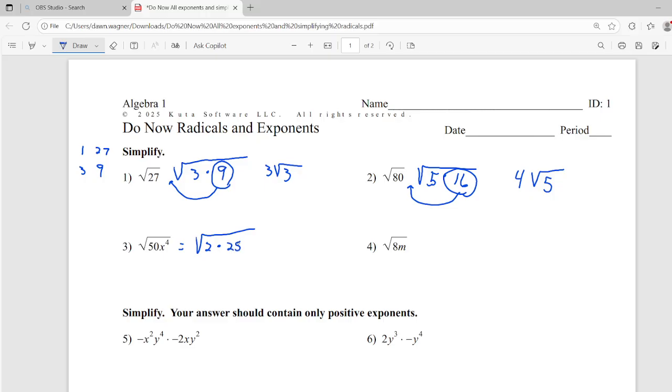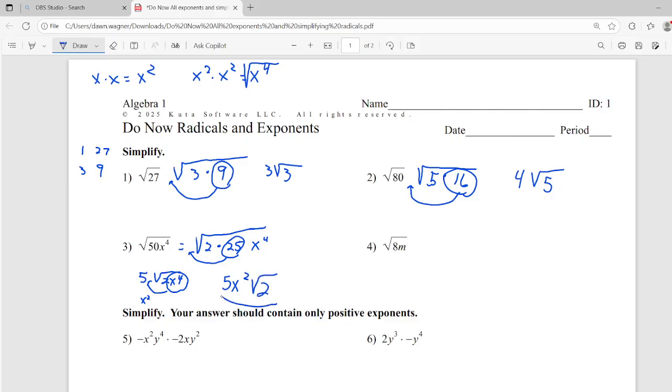2 times 25, right? And I still have this x to the 4th power. So, what is the square root of 25? 5. And then the 2 stays behind, and I still have this x to the 4th. Now I'm going to ask you a question. And I'll act like my uncle. What's x times x? X squared. What is x squared times x squared? X to the 4th. So what would be the square root of x to the 4th, if x squared times x squared is equal to x to the 4th? X squared. So this comes out as x to the 2nd power, x squared. So it should be 5x squared, square root 2, yay.